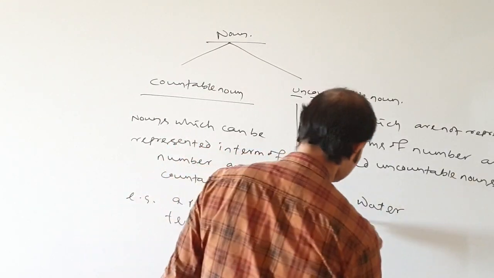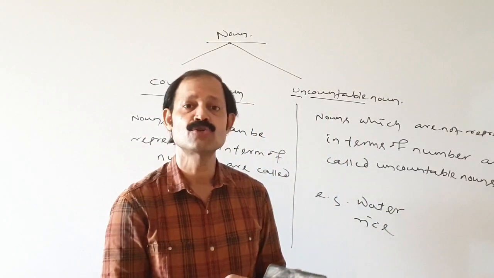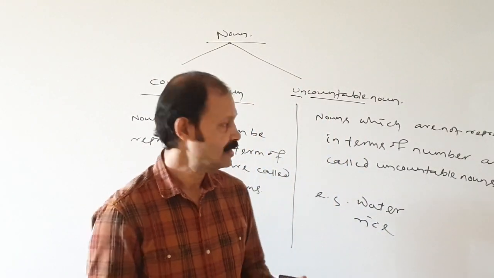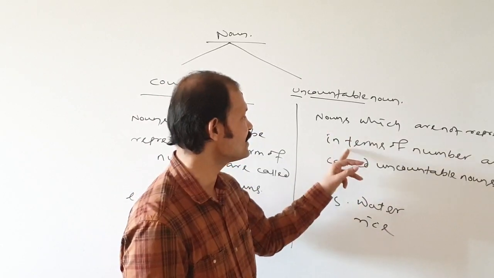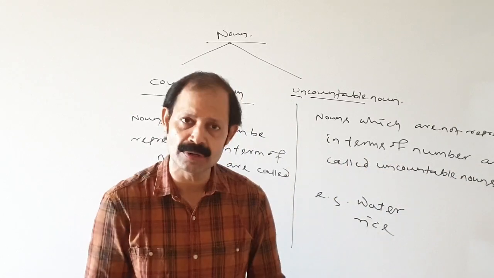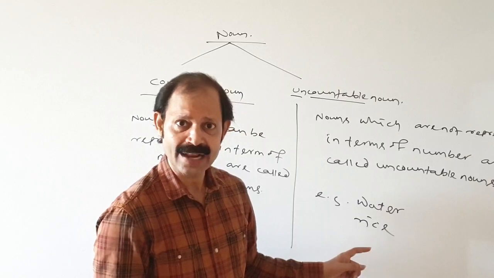Similarly, suppose it is rice. We cannot say 4 rice, 5 rice, 7 rice or 20 rice or 1000 rice. So such nouns that cannot be represented in terms of number are called uncountable nouns. Generally we cannot count them. That's why they are uncountable nouns.